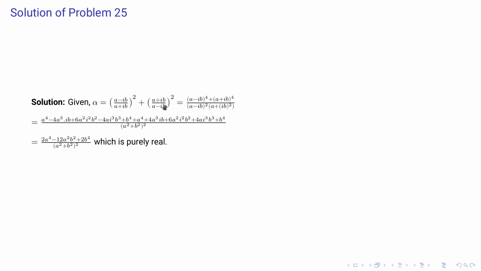We see that this (a minus ib) whole square will get multiplied with this, and (a plus ib) will get multiplied with (a plus ib) whole square, so the powers will be 4. Now you expand this, you get this much, and you expand the second one, you get from here to here. You see the terms containing i, that is 4a cube ib and 4a cube ib, will get cancelled. 4a i cube b cube and 4a i cube b cube will get cancelled. So what will remain is terms without i, that is 2a to the power 4 minus 12a square b square plus 2b to the power 4 divided by (a square plus b square) whole square, which is purely real.